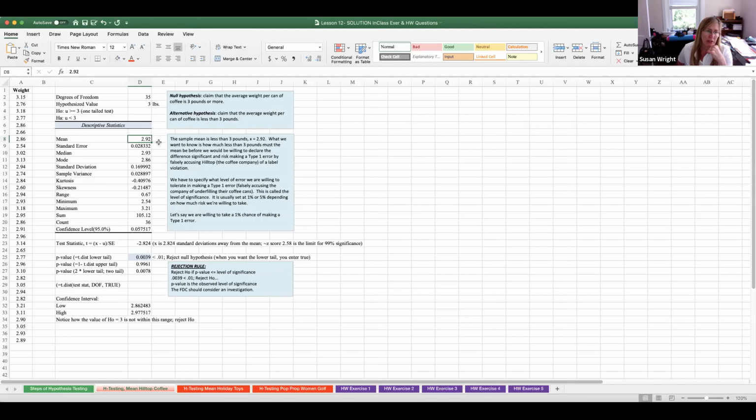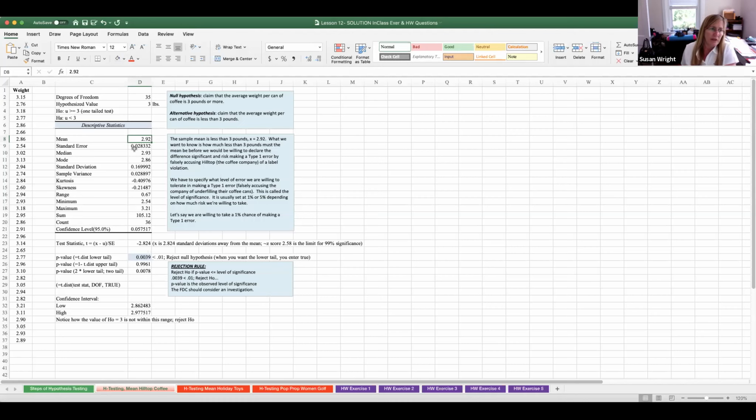Can I use that as an estimate to say, yeah, all these samples are going to generate a mean less than 3, and then take the company to task on whether they're underfilling their cans or not, using this as evidence to support the fact that we believe that they are underfilling the cans.